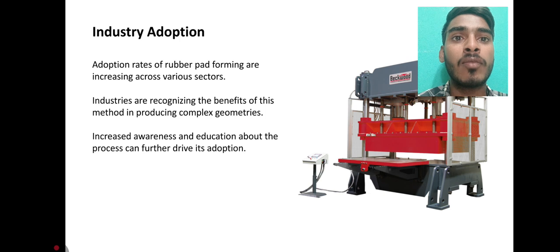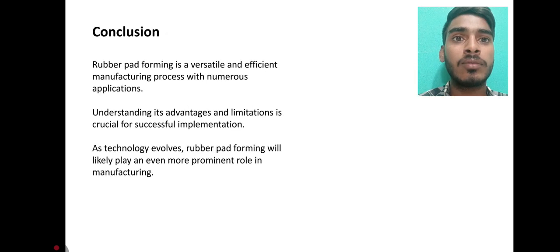Industry adoption. Adoption rates of rubber pad forming are increasing across various sectors. Industries are recognizing the benefits of this method in producing complex geometries. Increased awareness and education about the process can further drive its adoption.